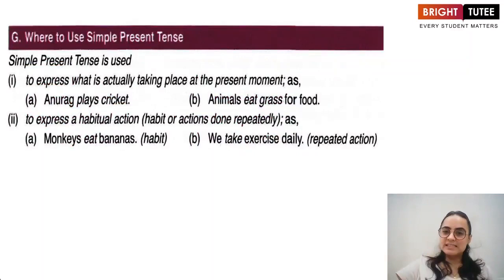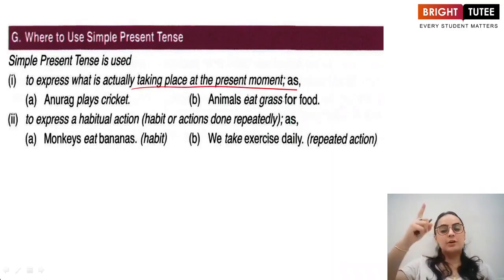Where do we use the simple present tense? We use the simple present tense to talk about those actions which are taking place at the present moment. For example, Anurag plays cricket, animals eat grass for food, people plant trees to get more oxygen.